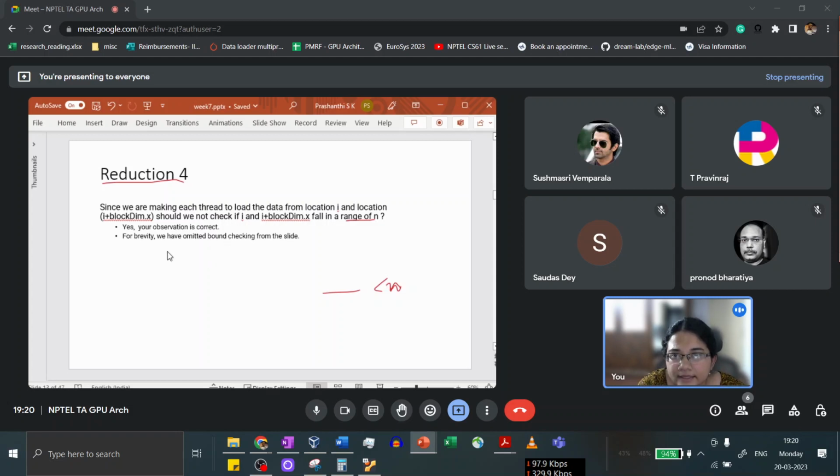The answer that's given is that this observation that there needs to be a bounds check is correct, and this has been omitted just to keep the pseudocode short and clear, right? So typically if you were writing this program, it is good to have the bounds check. They have just left it out, not really for correctness issues, but more as a matter of shortening it.